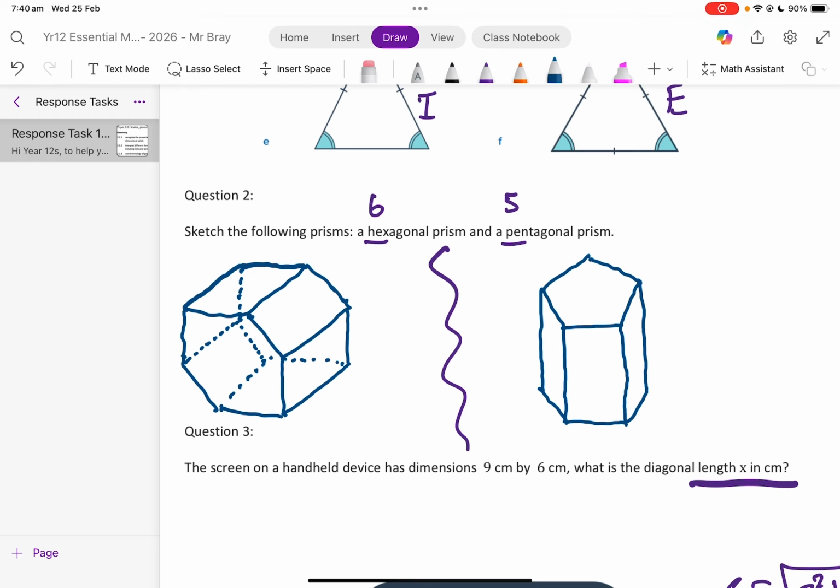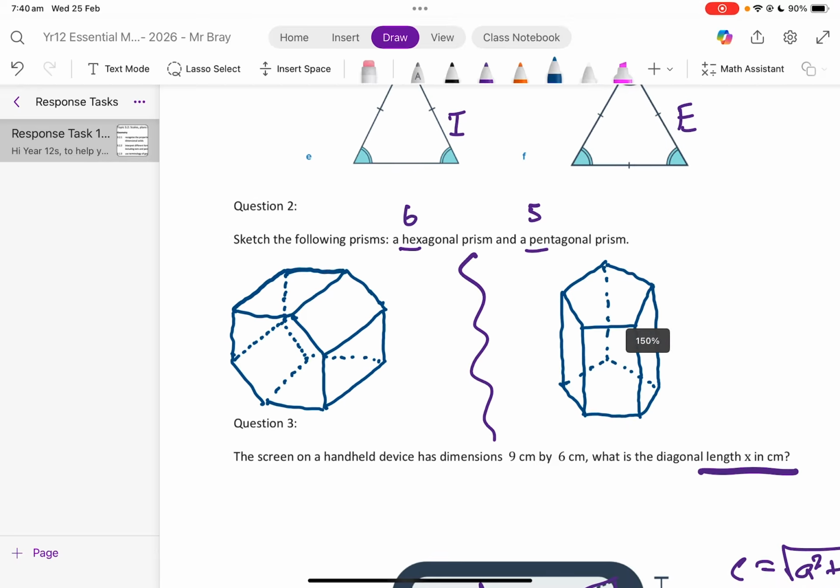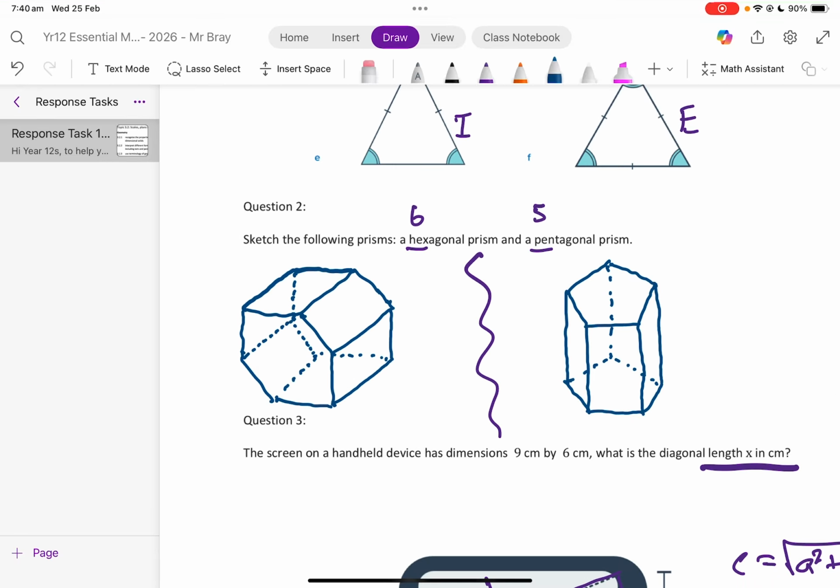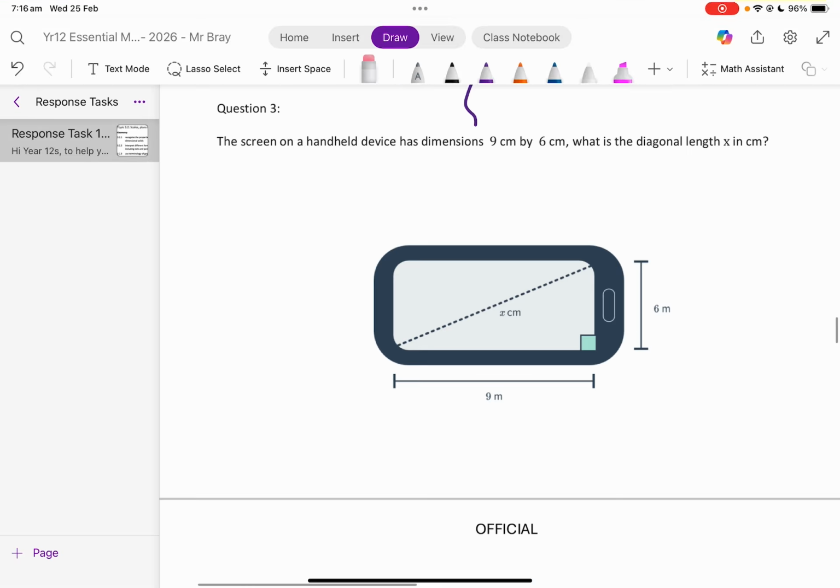We don't necessarily have to, but we would have a dotted line coming down to about there, going out to there, and across to there. Cool. One pentagonal prism and one hexagonal prism. Question 3.